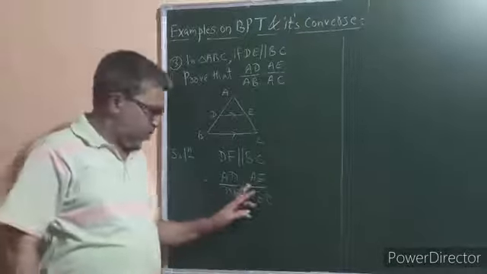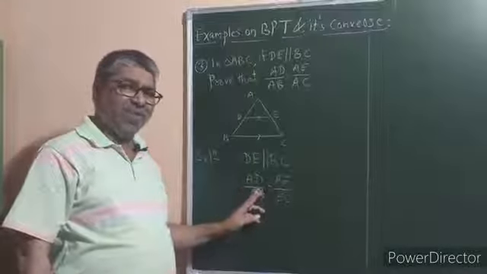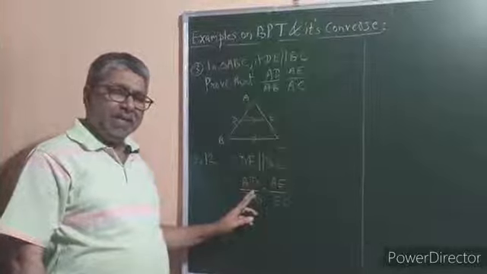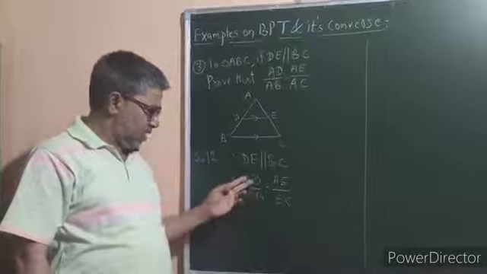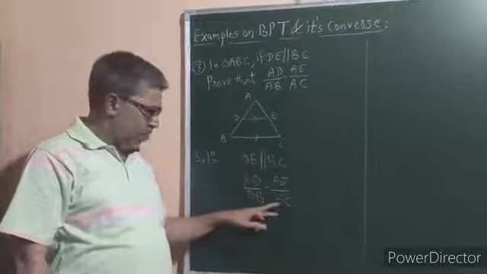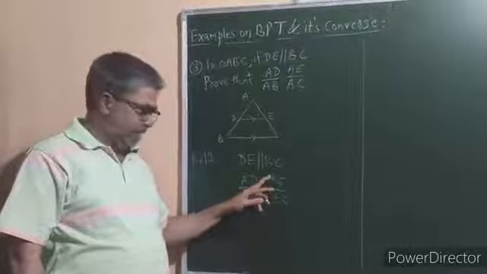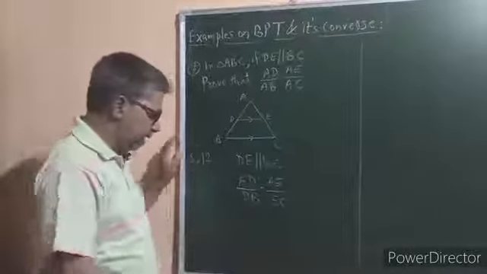Now take the reciprocal of this equation. Taking reciprocal means bringing AD down and taking DB up. In the same way, EC will be our numerator and AE will be the denominator.